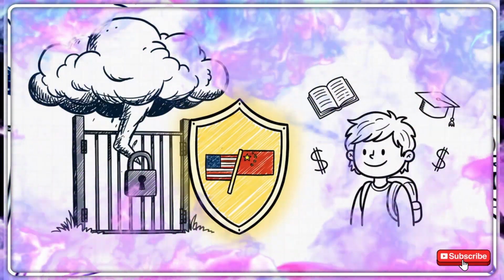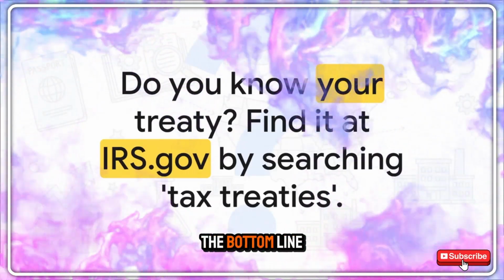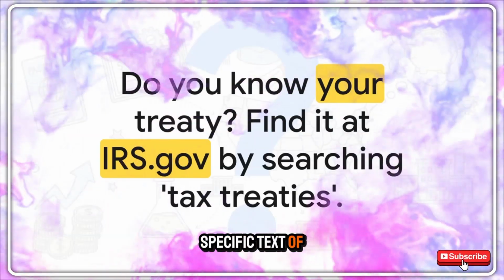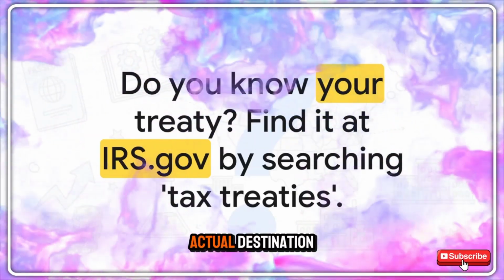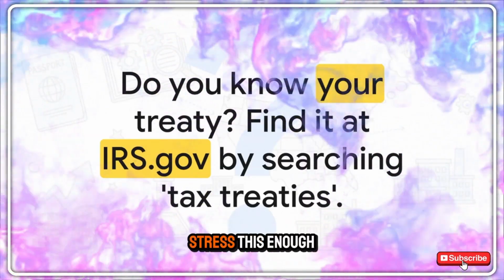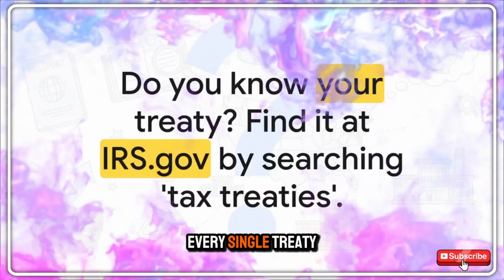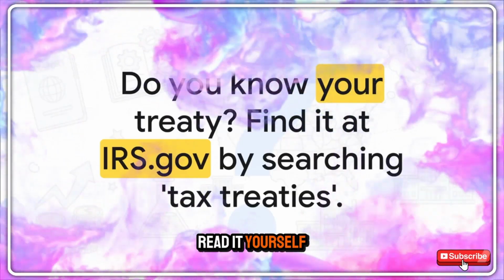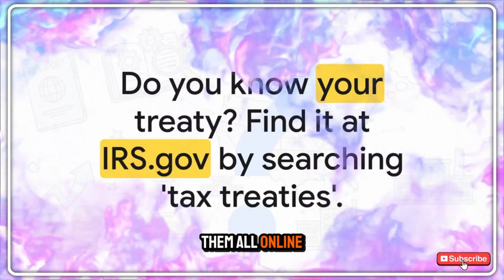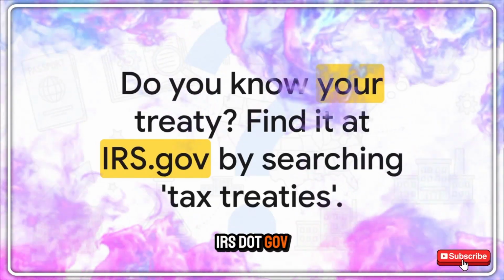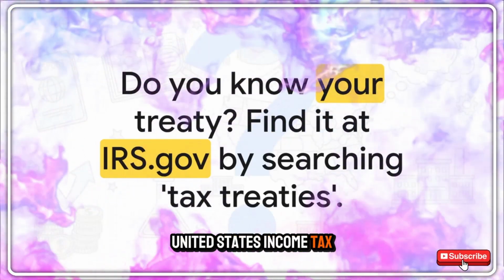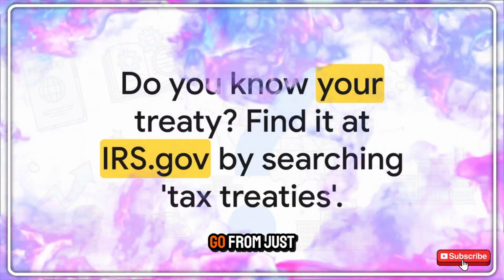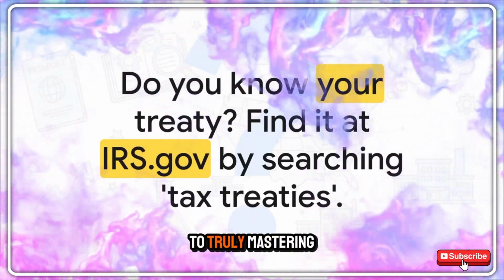Pretty cool, right? So look, here's the bottom line. The general rules give you the map, but it's the specific text of your country's treaty that provides the actual destination. And I can't stress this enough. Every single treaty is different. The only way to know for sure is to read it yourself. The IRS has them all online. Just go to irs.gov and search for United States Income Tax Treaties A to Z. Find yours, read it. That is how you go from just knowing the rules to truly mastering the code.